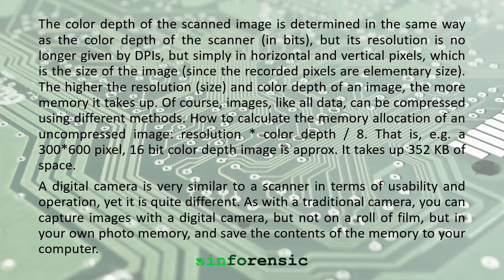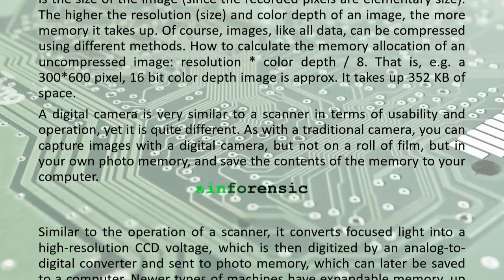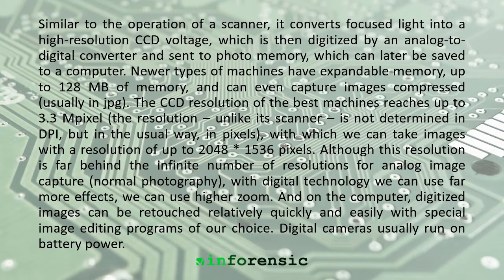A digital camera is very similar to a scanner in terms of usability and operation, yet it is quite different. As with a traditional camera, you can capture images with a digital camera, but not on a roll of film, but in your own photo memory, and save the contents of the memory to your computer. Similar to the operation of a scanner, it converts focused light into a high-resolution CCD voltage, which is then digitized by an analog to digital converter and sent to photo memory, which can later be saved to a computer.